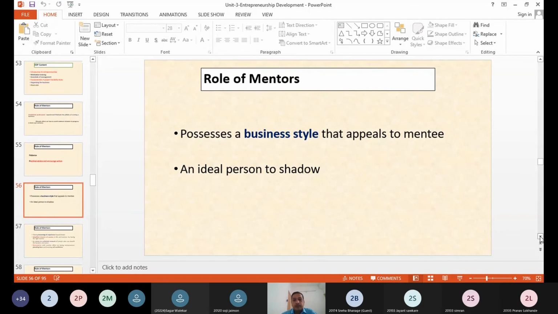These mentors possess a business style that appeals to the mentee. So these mentors, which are guiding the budding entrepreneurs, they possess a typical business style which can be emulated or which can be copied by the entrepreneurs. They possess such a business style which appeals to the mentee, who feels that it is an ideal type of person or ideal personality which can be followed, which can be shadowed.